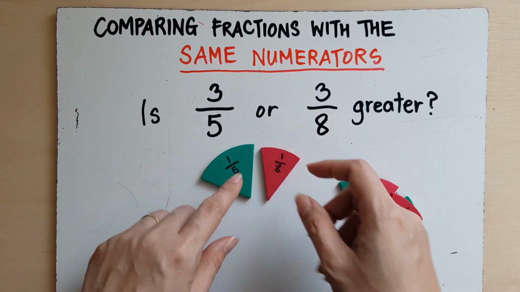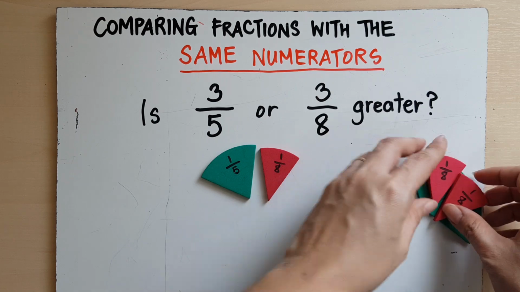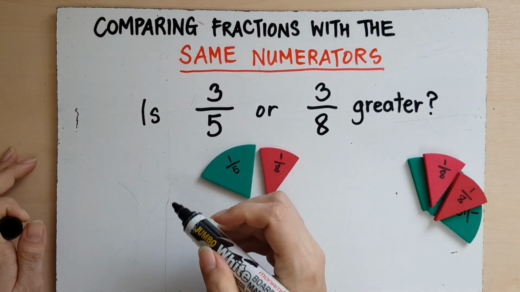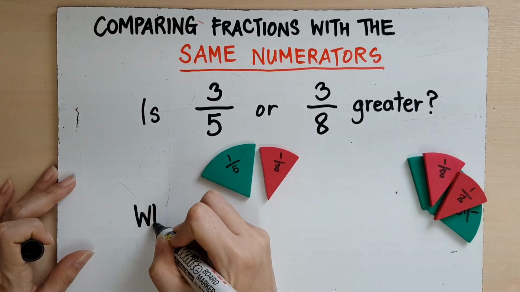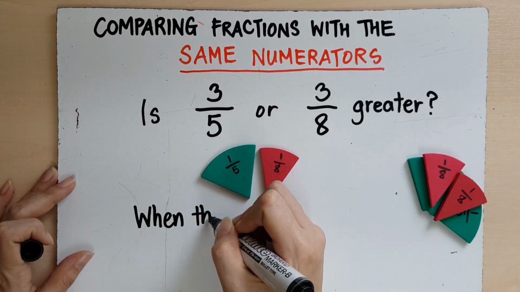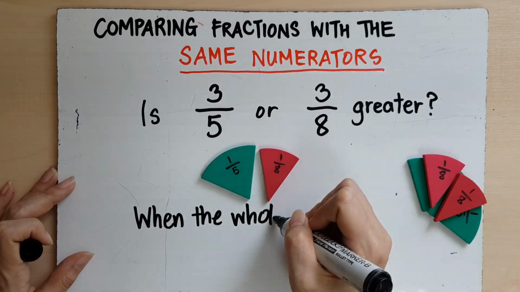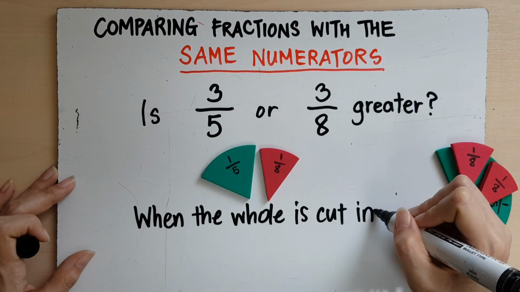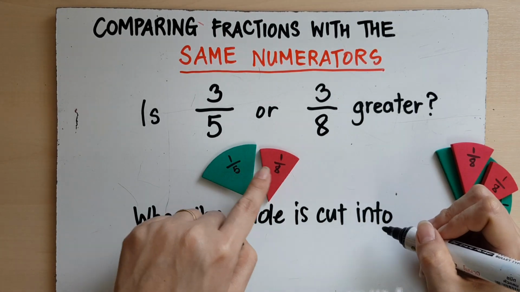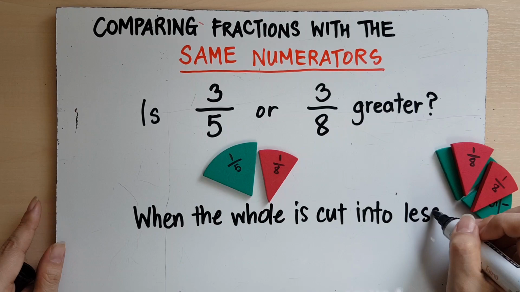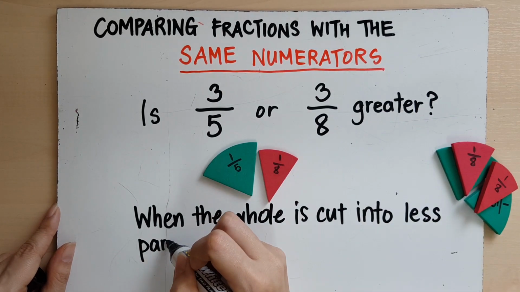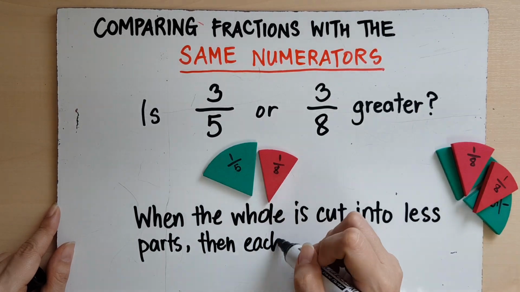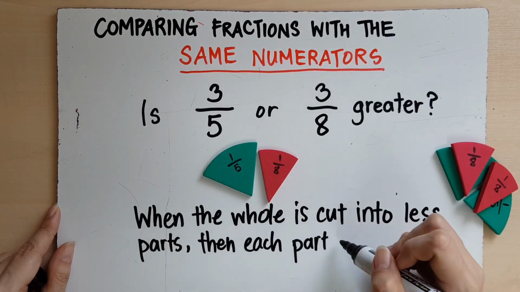So now why are fifths bigger than eighths? Let's write down the reasoning here. So when the whole is cut into, this is 5 parts, this is 8 parts, so less parts, then each part is bigger.